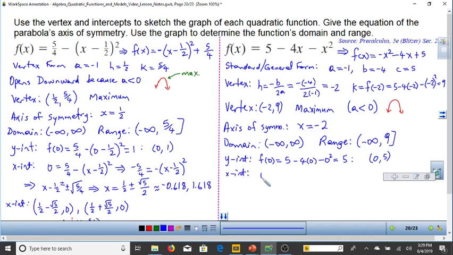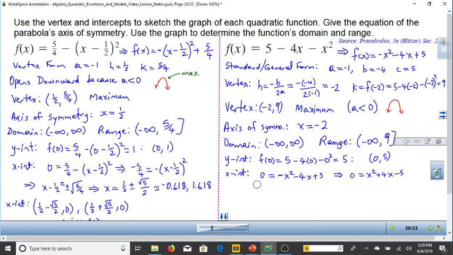X-intercept: 0 is equal to 5 minus 4... well, let me rewrite it the other way. Negative x squared minus 4x plus 5. And if I divide both sides by negative 1, I get 0 equal to x squared plus 4x minus 5. And that one actually can be factored.